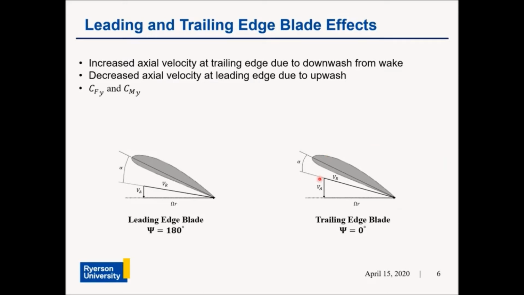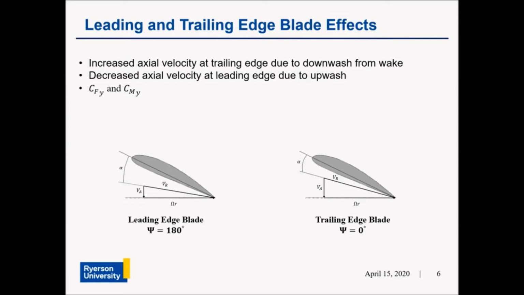As you can see here for the trailing edge on the figure on the right, the increase in axial velocity causes a reduction in the effective angle of attack, while on the leading edge, as shown here on the figure on the left, the decrease in axial velocity causes an increase in the effective angle of attack.